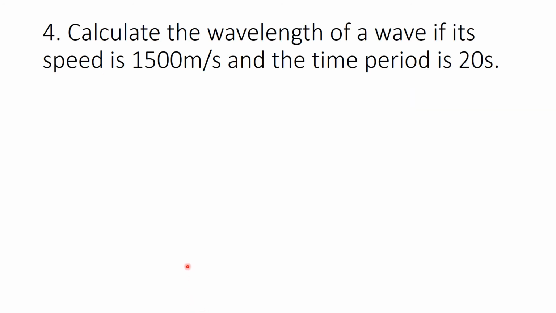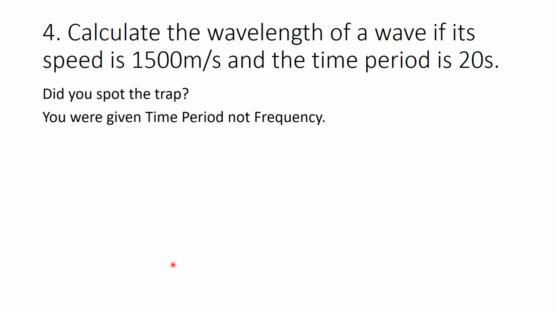Did you spot the trap or did you fall into it? So calculate the wavelength of a wave if its speed is 1500 meters per second and the time period is 20 seconds. You've been given time period, not frequency. So the first thing you need to do is calculate the frequency. And remember, the frequency is just the inverse of the time period. So it's 1 divided by the time for one wave. So here we have 1 divided by 20. So our frequency is 0.05 hertz.